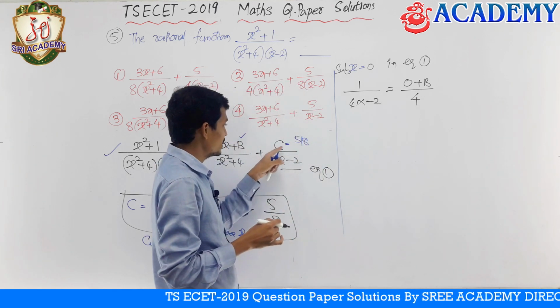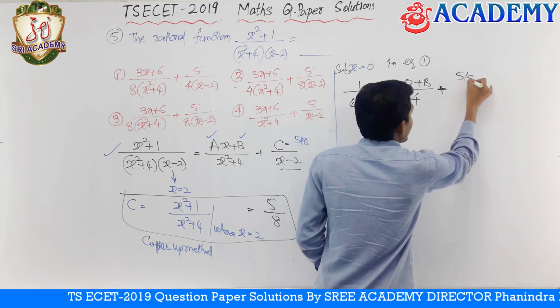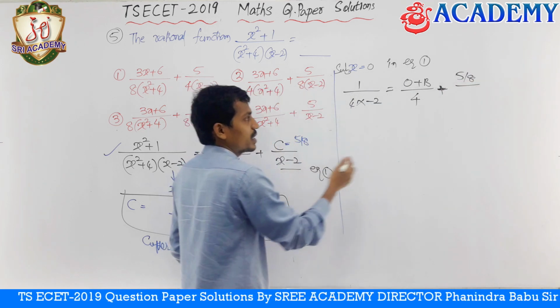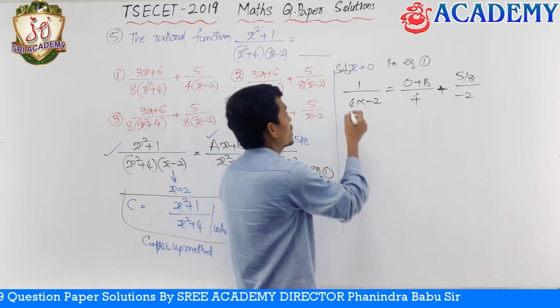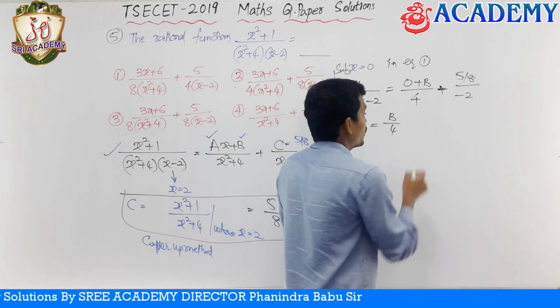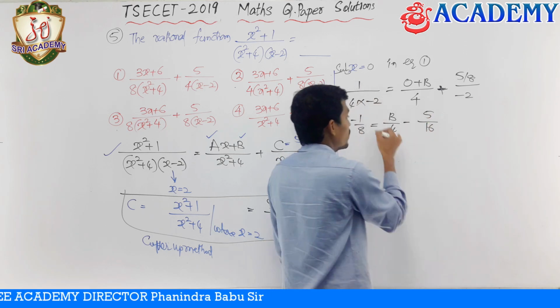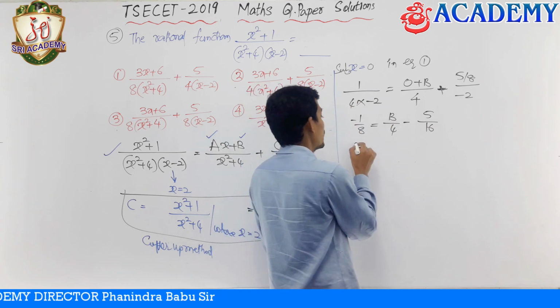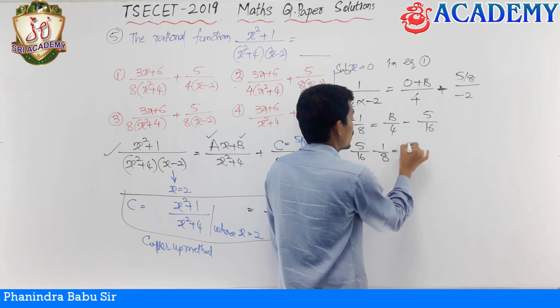Next, plus c value is going to be plus 5 by 8 divided by 0 minus 2, that is going to be minus 2. If you simplify, then you will get b, that is a minus 1 by 8 equal to b by 4 minus, that is nothing but 5 by 16. If you take 5 by 16 this side, it's going to be plus 5 by 16, that is 5 by 16 minus 1 by 8 equal to b by 4.